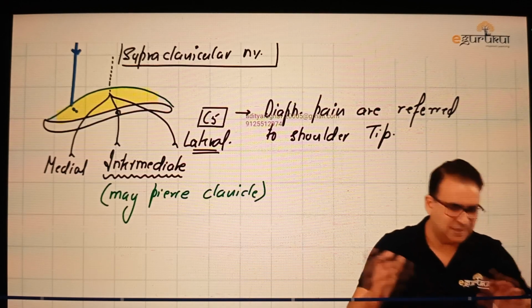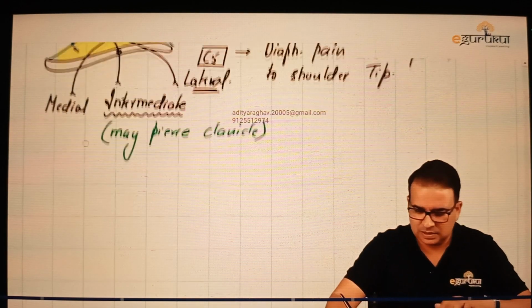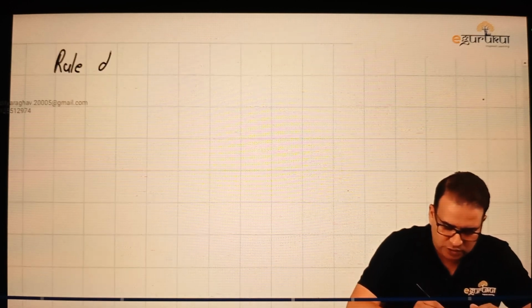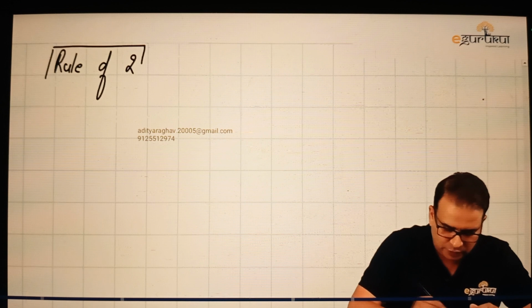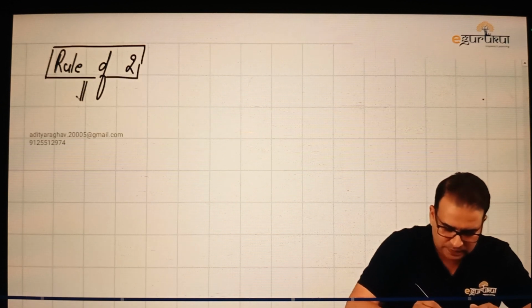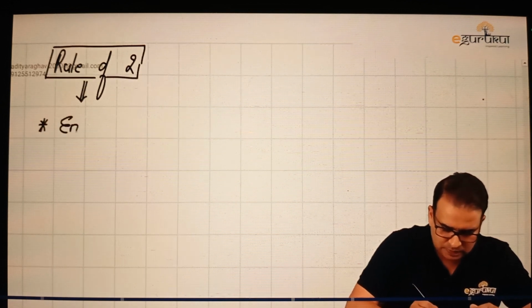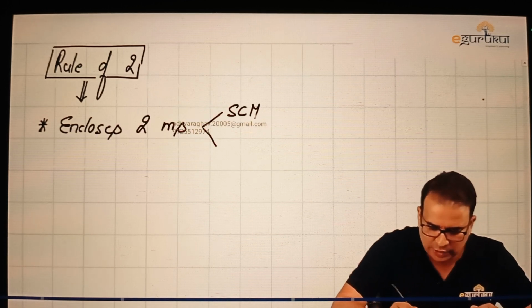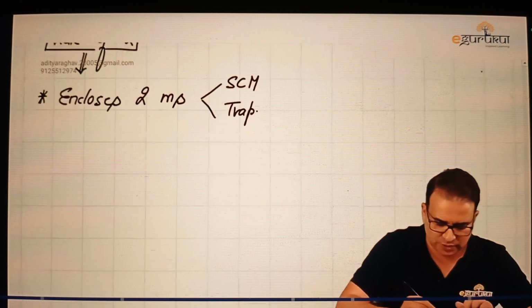Finally, just to summarize the entire investing layer of deep cervical fascia in one place. The investing layer of deep cervical fascia follows the rule of two. Now what does this rule of two say? It encloses two muscles. You know which two muscles we are talking about? We're talking about the sternocleidomastoid and trapezius. That is the first two here.